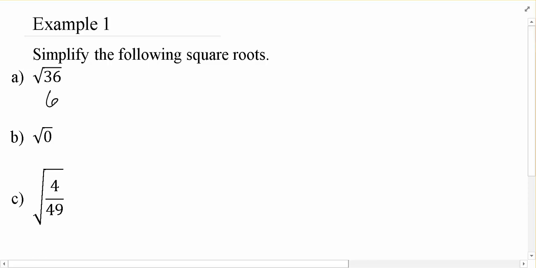Can I take the square root of zero? Is there a number that when I multiply by itself it equals zero? Sure, 0. 0 times 0 does get me 0, so taking the square root of 0 is a perfectly well-defined value.